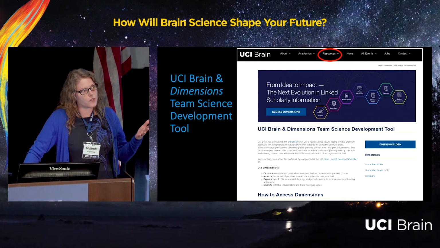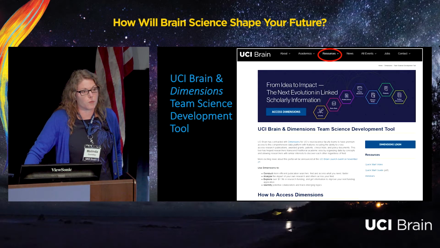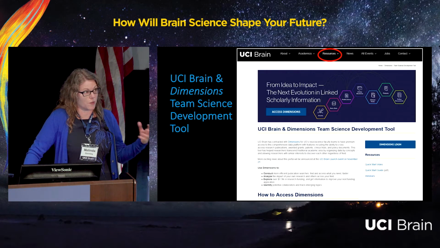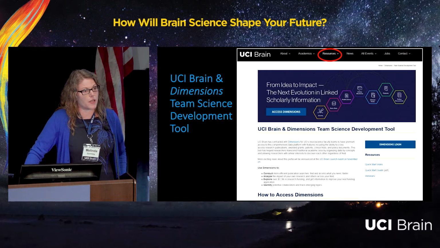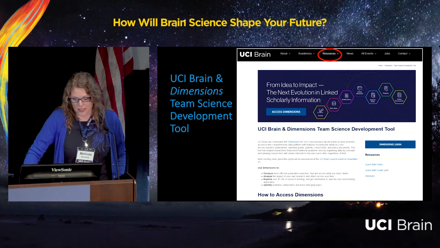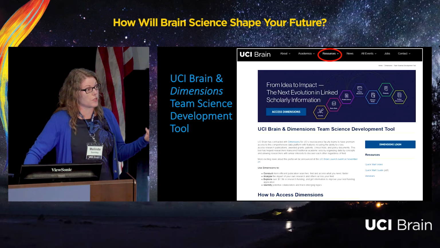Also, there are different levels of access, and one of the things that UCI Brain is going to do is if you do submit for a pilot award and you receive it, you're going to have those greater capabilities to help you with the team science work that you're doing, and even some of the competitive proposals that are not funded will also be able to have access to UCI Brain's subscription into Dimensions.